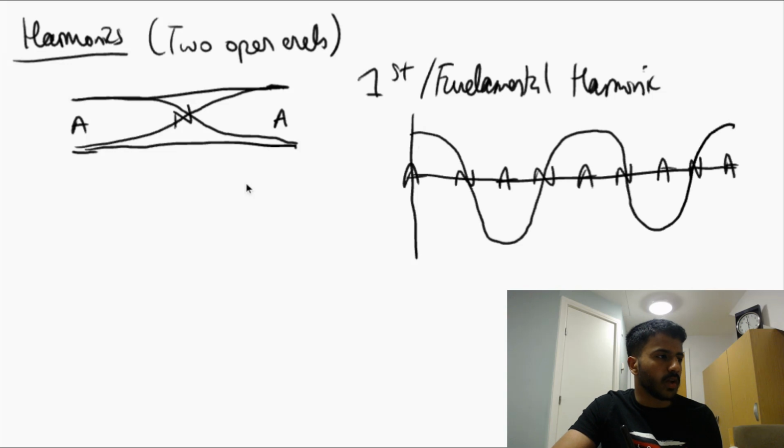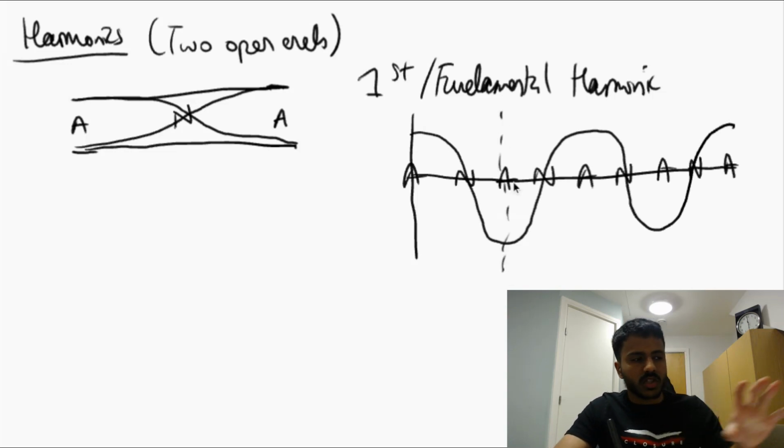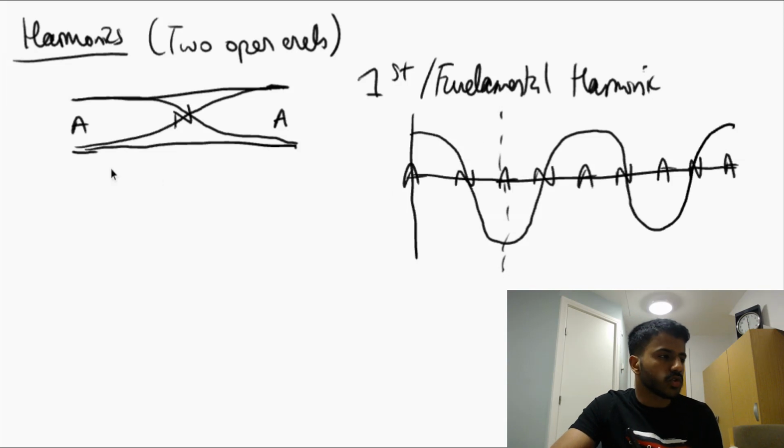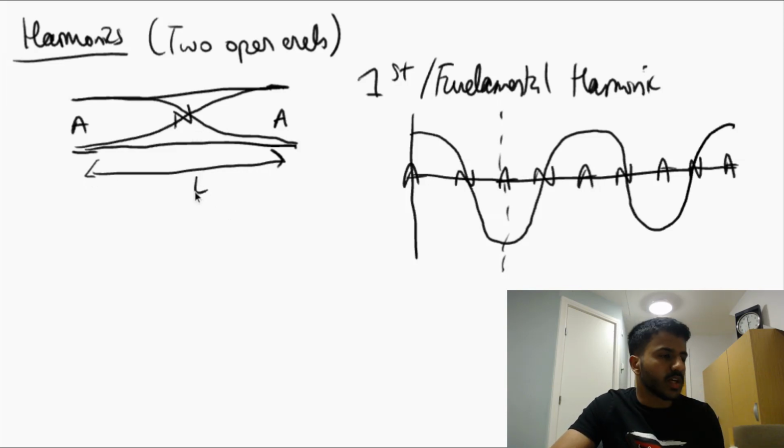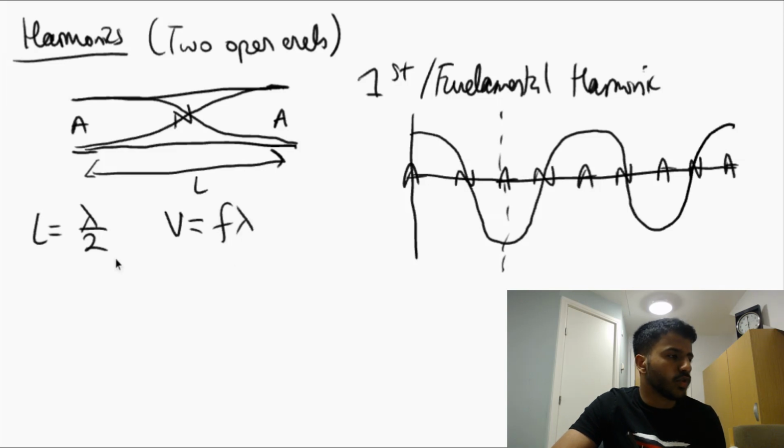Now in this first harmonic, you can see that the wave structure ends here. So if this tube was of length L, we can see that half of a wavelength has been formed in this tube. So we could say that the length L of this tube is equal to lambda over 2. And we know that v is equal to f lambda. And if you rearrange and sub this in, we can see that, well, lambda is therefore equal to 2L.